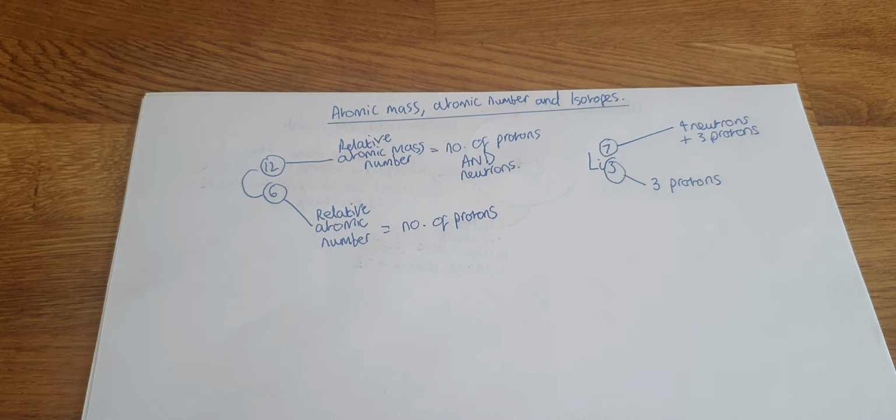So that's how you know the difference between atomic mass and the atomic number. Now I need to talk about isotopes. So an isotope is, well, if I had 2 atoms that are the same element, but they have different numbers of neutrons in their nucleus, they would be isotopes of each other.